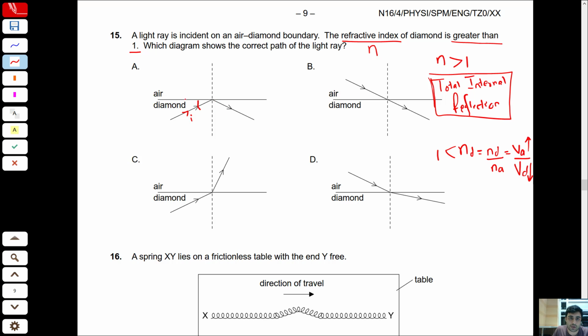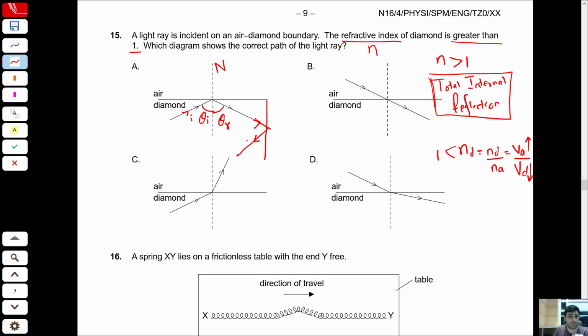So this is the angle of incident, and the angle is always measured from the normal. So keep that in mind. This is the normal, so the angle has to be always from the normal. This angle of incident will be equal to the angle of reflection. So there will be total internal reflection. For example, if you exceed this and the refractive index is still bigger than 1, what's going to happen? Total internal reflection will happen.